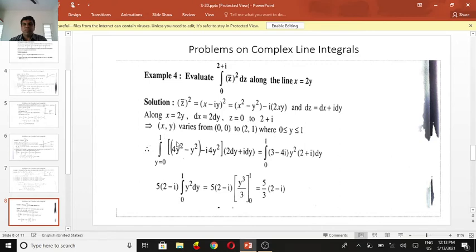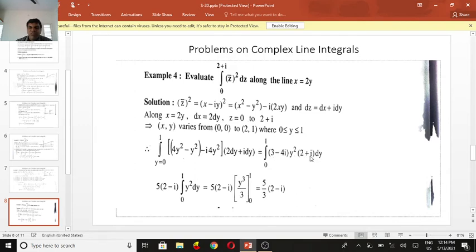I am substituting, integral of y varies from 0 to 1. I am replacing all that term. So replace x by 2y. So suddenly we get 4y square minus y square minus i times 4y square, and dx, dy become 2 dy plus i dy. So we simplify: integral from 0 to 1 of (3 minus 4i) y square (2 plus i). Again I am simplifying this y square.